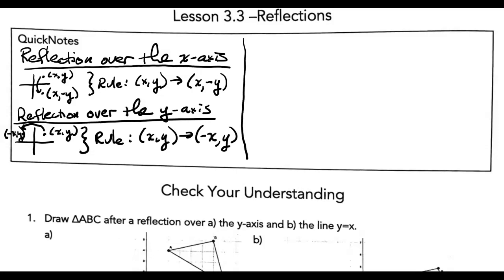So those are our rules for reflecting over the x and the y-axis, and we'll talk about reflecting over the line y equals x. So that's the diagonal line, 45 degrees on the coordinate axis, so we'll talk about that.